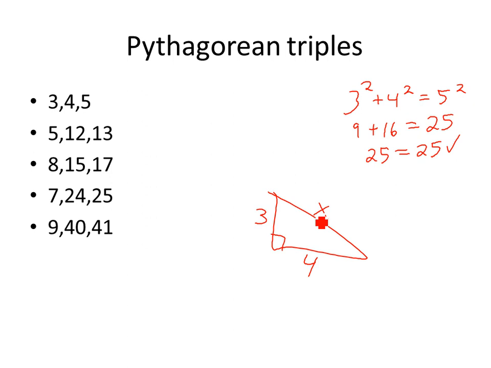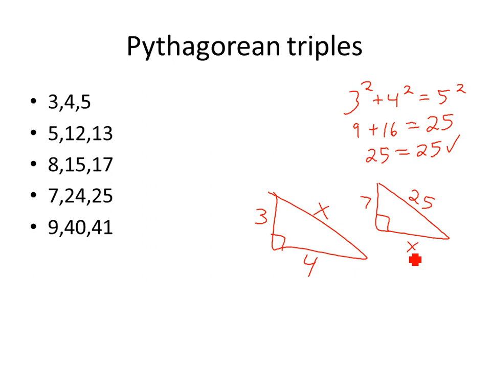What can you tell me X is right there? 5. If I gave you another triangle, what's X there? 24. You don't even have to do the Pythagorean theorem. You don't even have to set any of the stuff up.